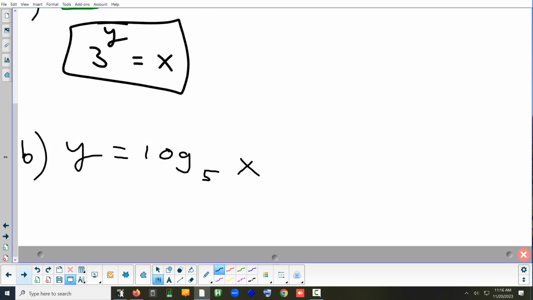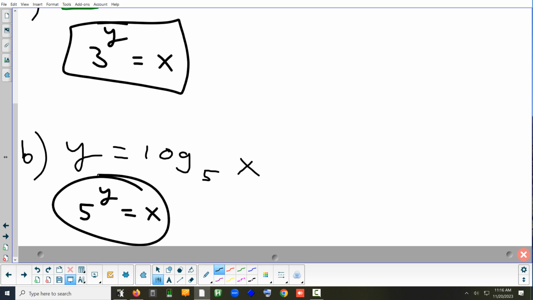Let's try this one. So here's another equation in log form. What would it be in exponential form? Okay, 5 to the power of y equals x. Base, logarithm equals the exponent. There's your argument. Any question on changing from log to exponential? Again, nothing you can do with that because you don't know what y is. But if you did, then you could solve for x.